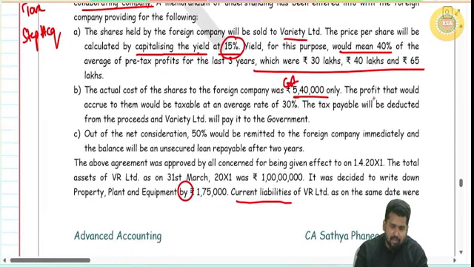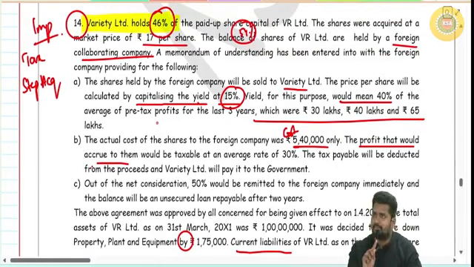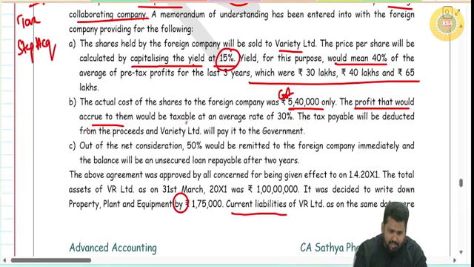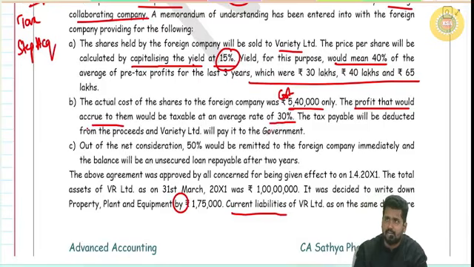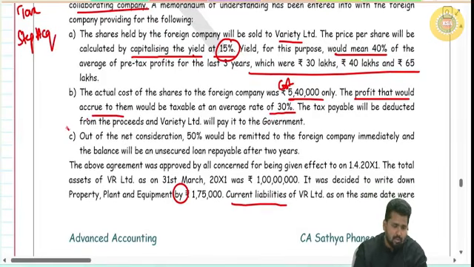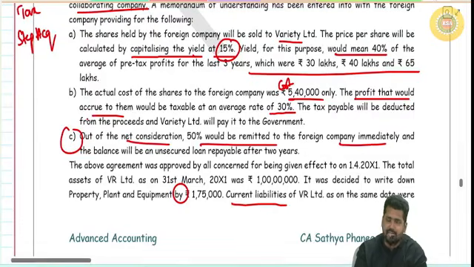And one more point: the profit that would accrue to them, actually pause it, read the full question, then you'll understand. The profit that would accrue to them would be taxable at an average rate of 30%, meaning tax deducted at source. Whatever is the capital gain, 30% of it we are going to deduct. Out of whatever amount we are paying, 50% is given by us in cash immediately, and the balance 50% will be treated as an unsecured loan. This is the question.